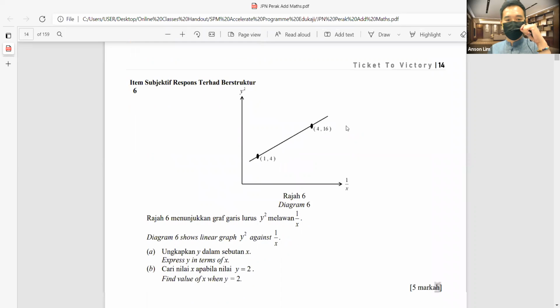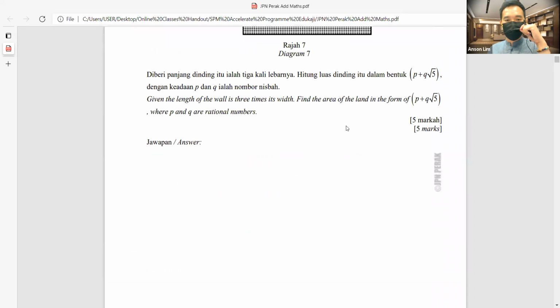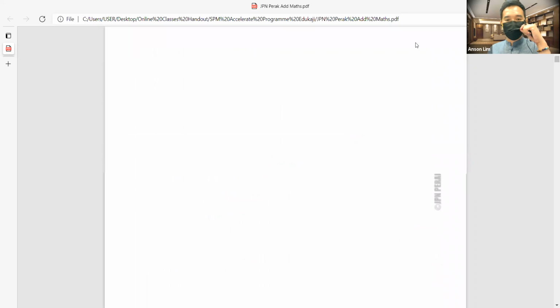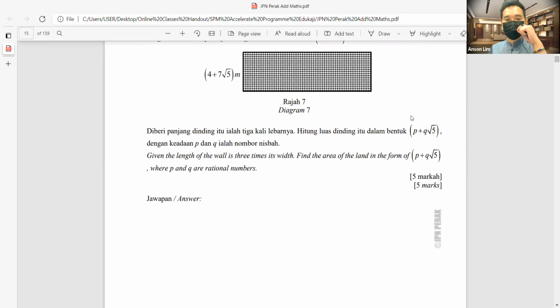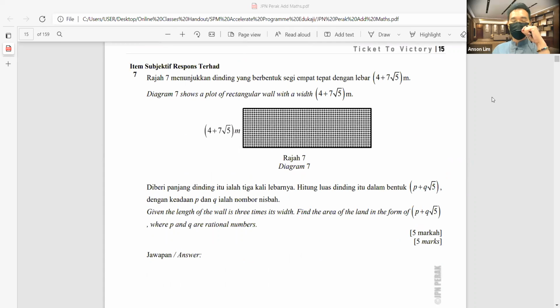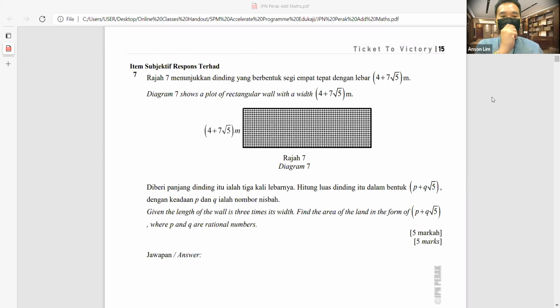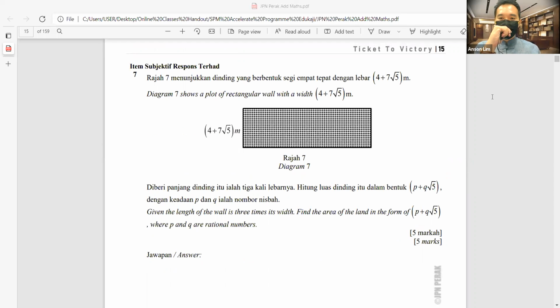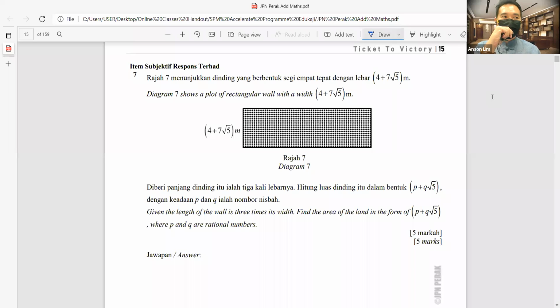So this question, we discussed linear law, and today I want to ask you how to solve this one. Diagram 7 shows a plot of a rectangular wall. This one you got surd, right? Square root, and the question says rational number. I want you to look at this because this topic, indices and logarithm, has something new: surd. Surd is a new thing for your information, so I expect this will come out in your exam.